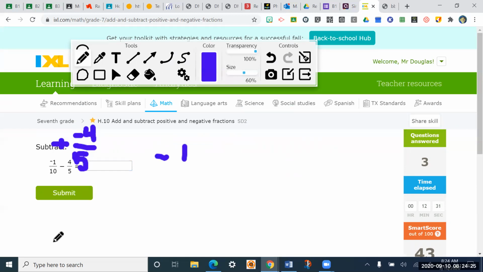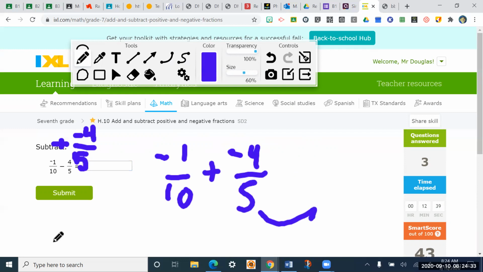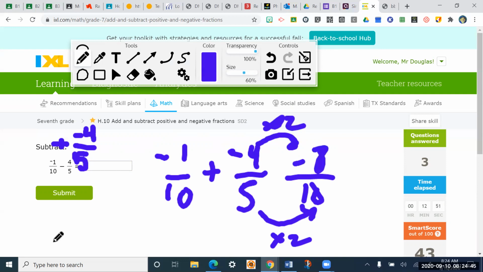I have negative 1/10, and I am just going to go ahead and do the plus so I can have the negative 4/5. Now they're being very kind. They're just giving me 5s and have me change one fraction only. Okay, so I'm going to go times 2. Whatever you do to the bottom, you have to do to the top. So I'm going to get negative 8/10.